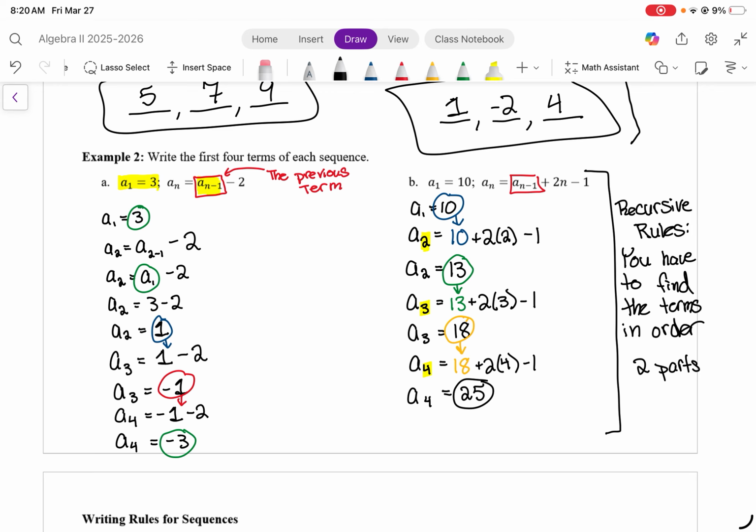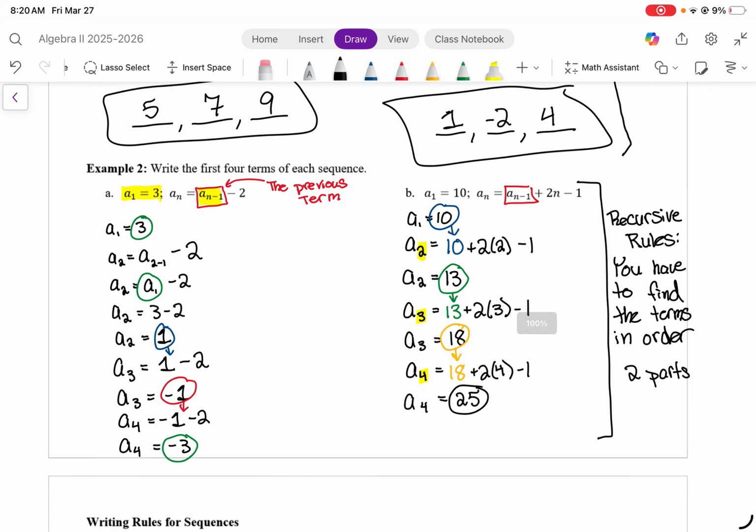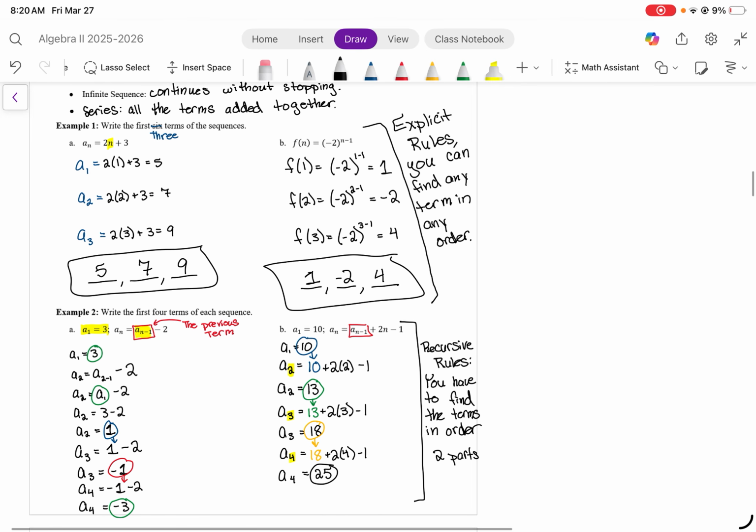So when you're writing rules, you have to make sure you read the directions. Sometimes it's going to ask for the explicit rule, and sometimes it's going to ask for the recursive rule. If you are finding random terms, it's going to be easier to use the explicit rule. If you are finding terms in order, it's okay to use the recursive rule because you would need the previous one to find the next term. But if we were looking for the 99th term, it would take you a long time to get there if you're using the recursive rule instead of the explicit.